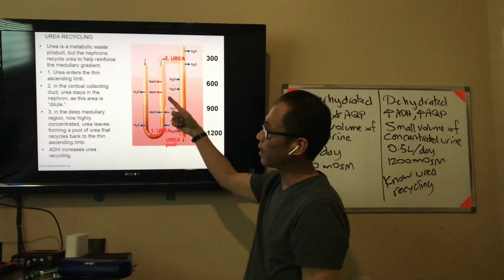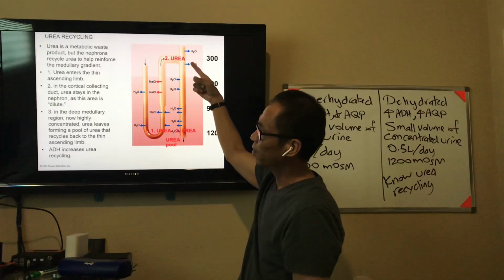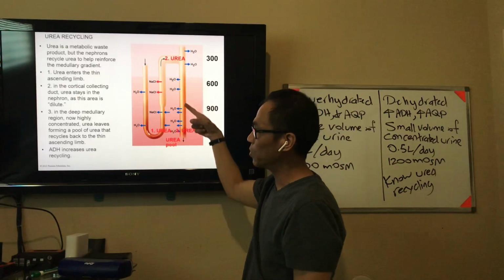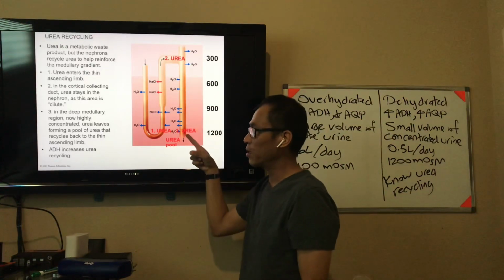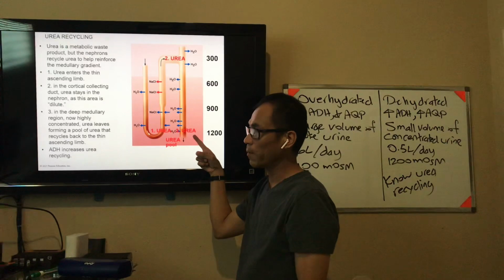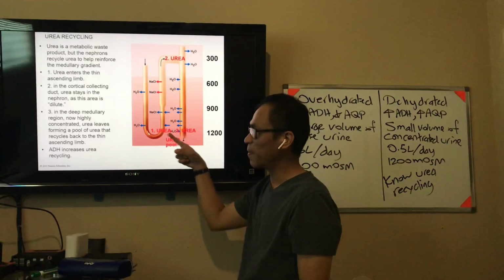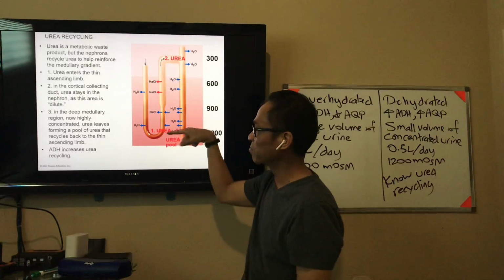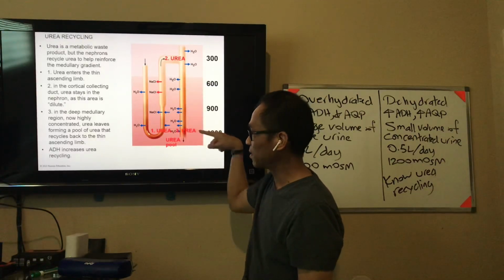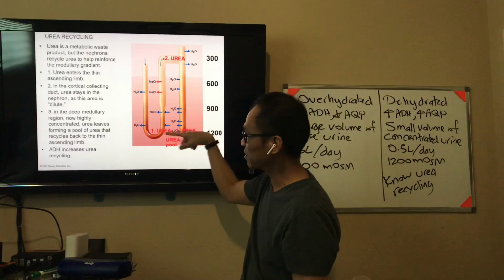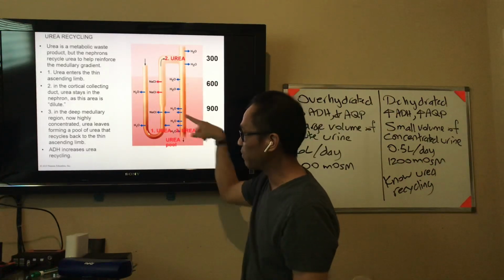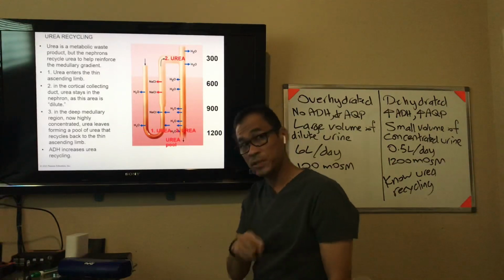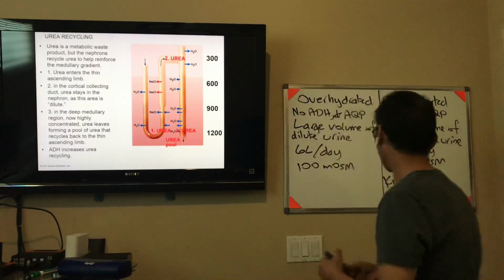In the cortical collecting duct, way up here, urea stays in the nephron because this area is more dilute, but deep in the medulla, where it's highly concentrated, urea leaves, forming a pool of urea that then recycles back into the thin ascending limb, and it just keeps going on and on. It just enters, exits, enters, exits, enters, exits. You have this urea pool that helps pull water out. ADH increases urea recycling.